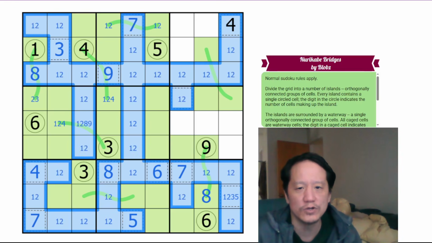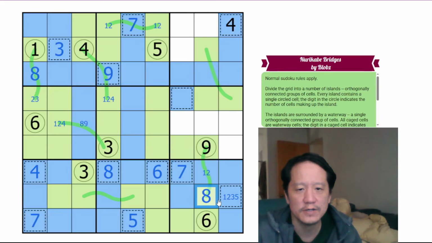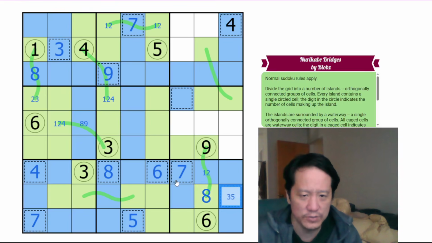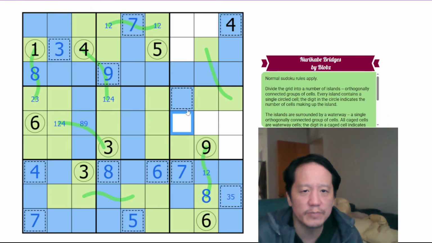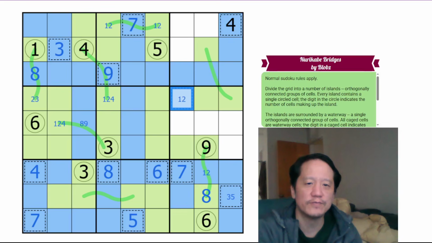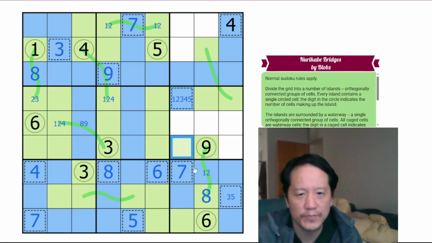This sees at least 3. So let's see. Ooh, whoa, what the heck did I do there? This can't be 1 or 2. It sees at least 3 here. This sees at most 5. So we have 1 through 5 there.